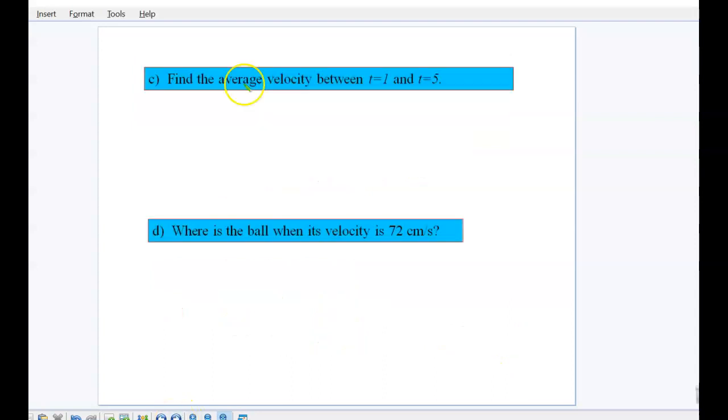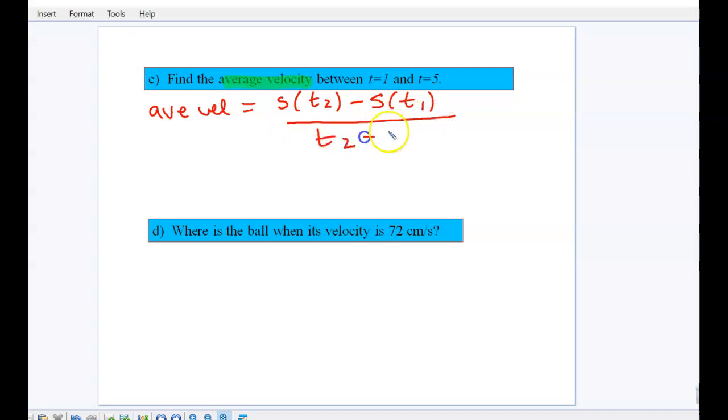Now note the difference here, they want us to find the average velocity. To find the average velocity, remember that is the slope of the secant line. So that's really the position at time 2 minus the position at time 1 over time 2 minus time 1. And if you think about it, position is measured in meters, or centimeters in this particular case. Time is in seconds, so my answer would be centimeters per second.